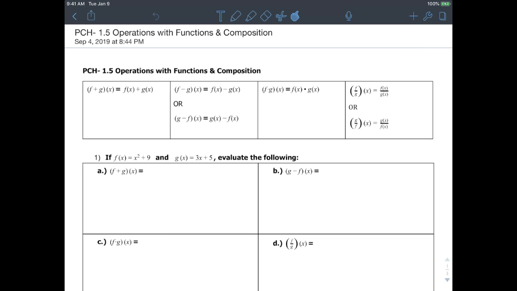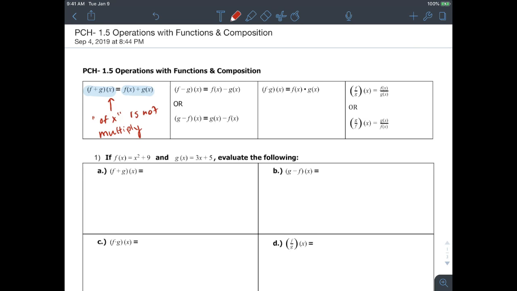We're looking at operations of functions this morning with a little different notation than you may have seen before. So we know how to do f plus g of x, but another way to write that is like this, (f plus g)(x). And remember that this (x) is not multiply. It's the function notation. Okay, and then the rest are true for the other operations.